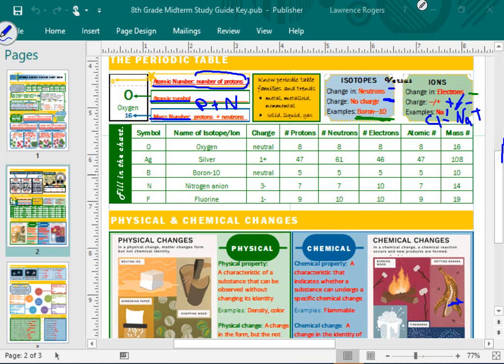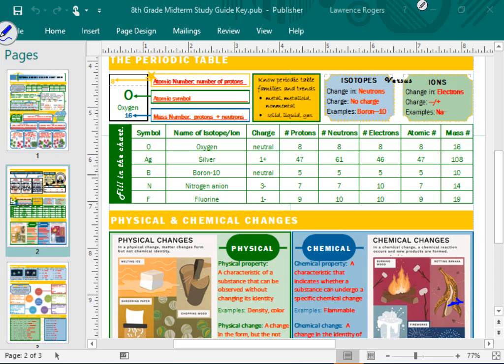So let's fill in our chart. Now, I went on and filled this in. It was just easier to do it that way. I'm going to walk you through how we got to our answers, okay?